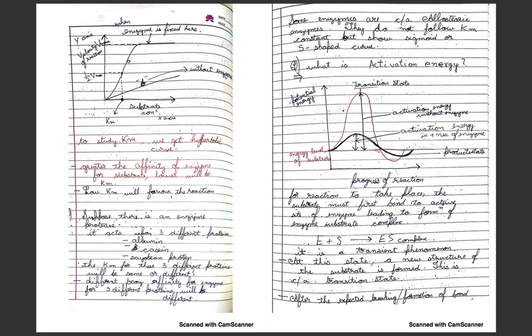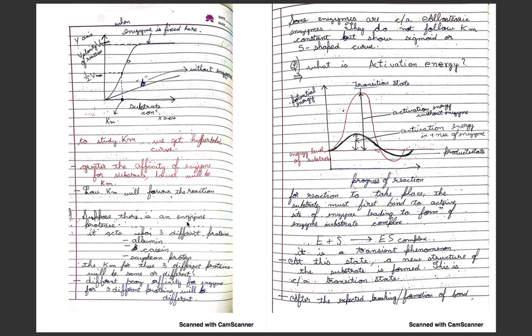To study Km we get a hyperbolic curve like this. The greater the affinity of the enzyme for substrate, the lower the Km, since they are inversely proportional. Low Km will favor the reaction, and low Ki too, we will learn it in the next few videos. Why? Because with the enzyme, a low substrate concentration is needed, so less energy would be used in the formation of substrate. Even with less substrate, the velocity of the reaction would be fast and things would go faster.